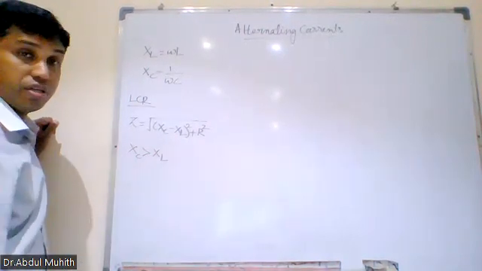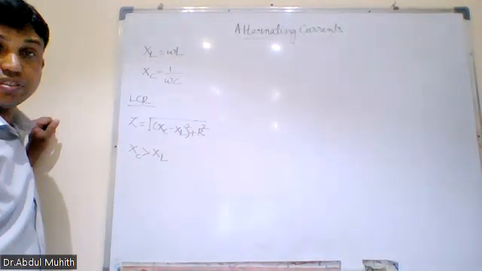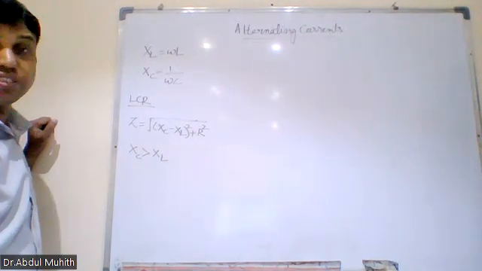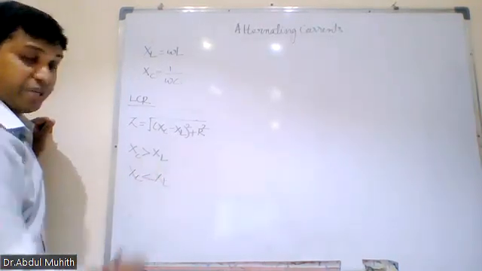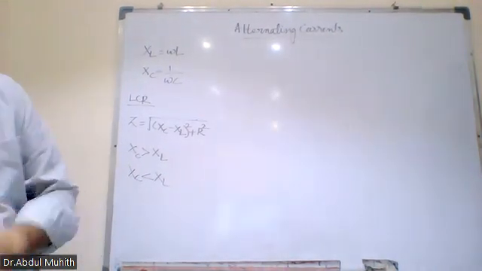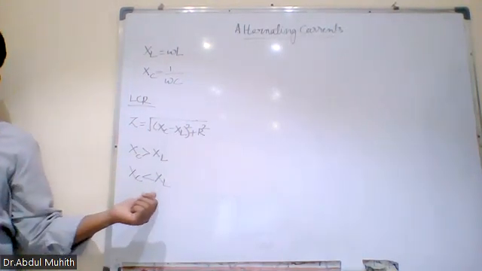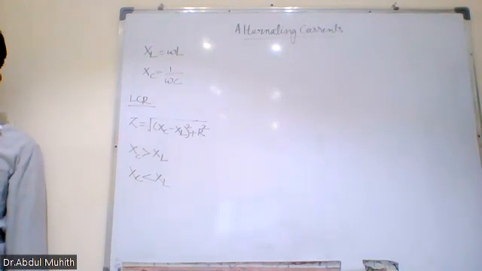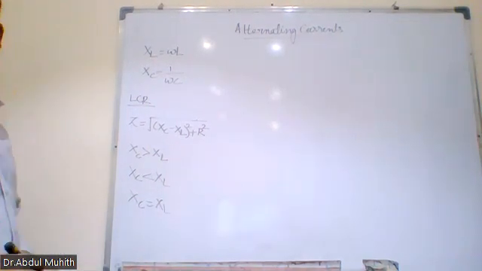What happens if XC is greater than XL? What is that circuit called? If XC is greater than XL, the circuit is known as a capacitive circuit. When XC is less than XL, that is an inductive circuit. And if XC is equal to XL, that circuit is known as a resonance circuit. So that we have done in the previous class.